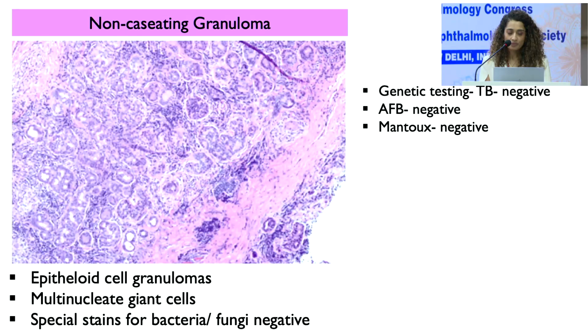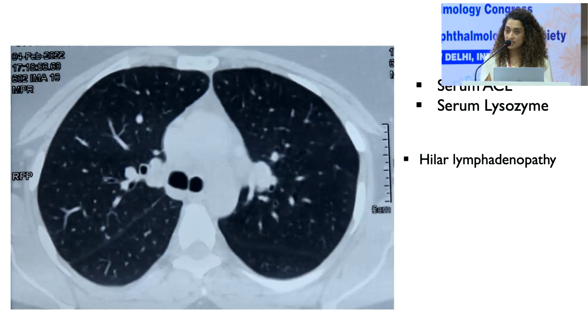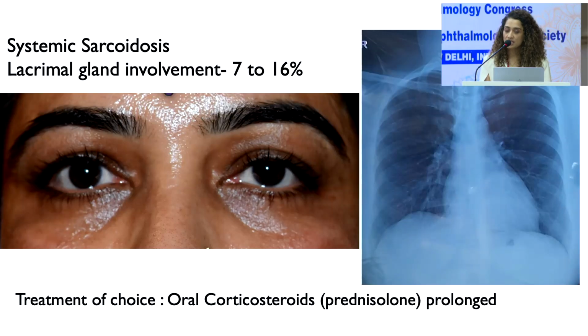Now, what we got was a non-caseating granuloma. The genetic testing for TB was negative, AFB was negative, Mantoux was negative. Chest X-ray was done, and she had hilar lymphadenopathy, and this was a case of systemic sarcoidosis.